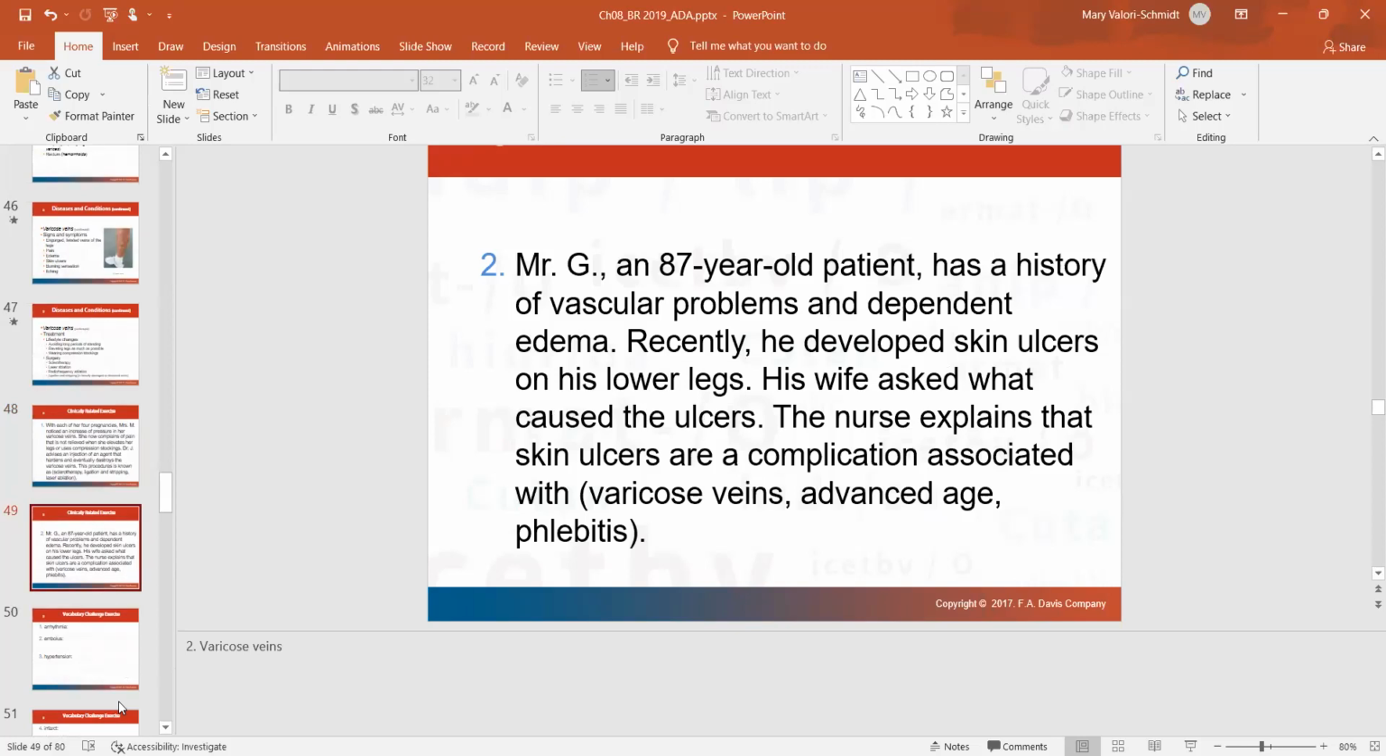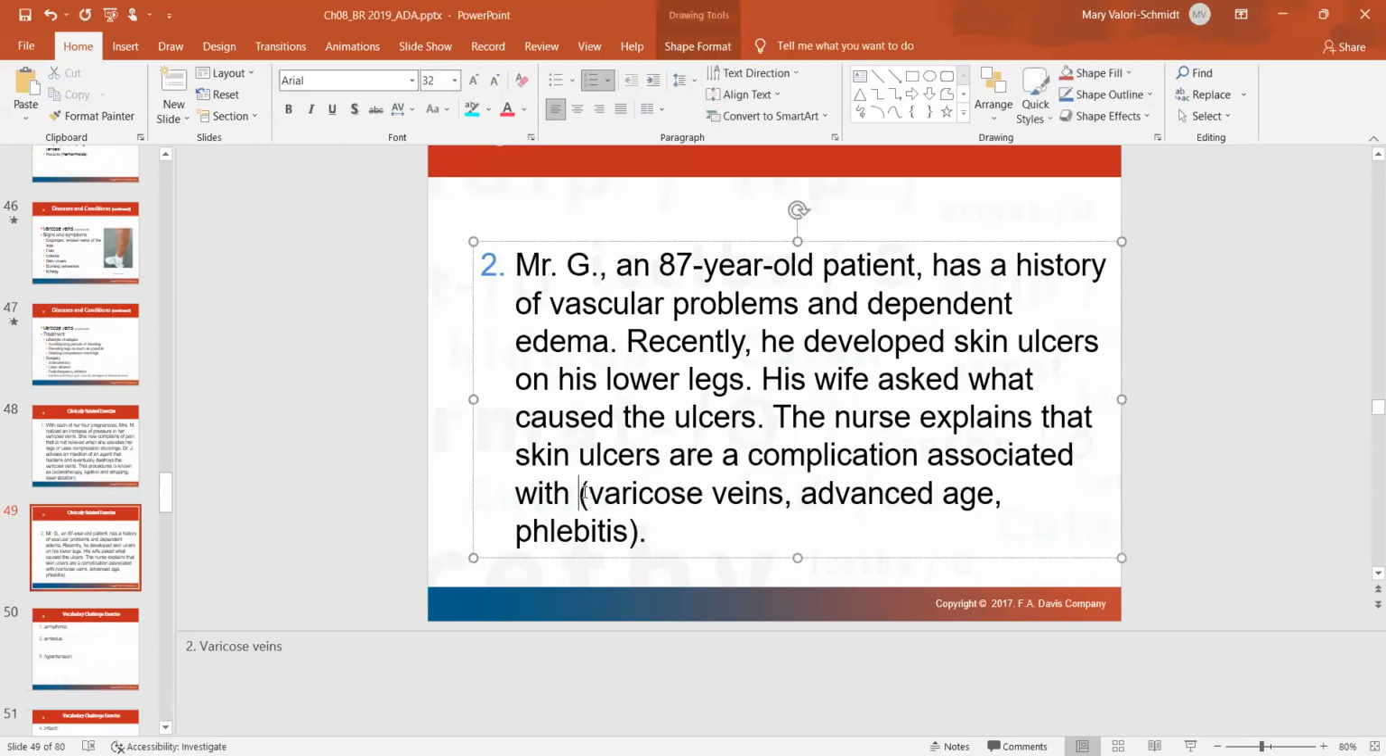All right, so Mr. G, 87-year-old patient, has a history of vascular problems, dependent edema. So that's that edema or swelling that happens because the valves in the veins are insufficient. So when he's standing, the fluid just accumulates. He developed skin ulcers on his lower legs. His wife said, what caused them? And the nurse says, well, they're a complication associated with varicose veins. Thank you, Mark. Varicose veins, absolutely.